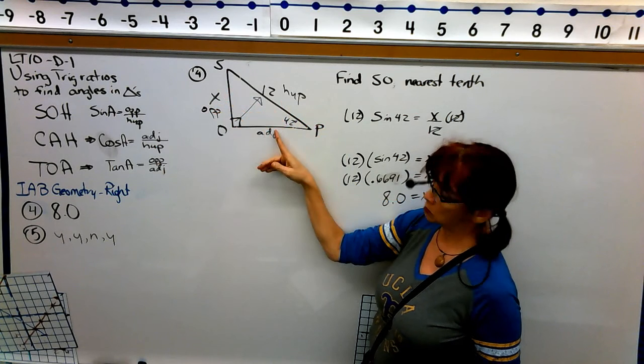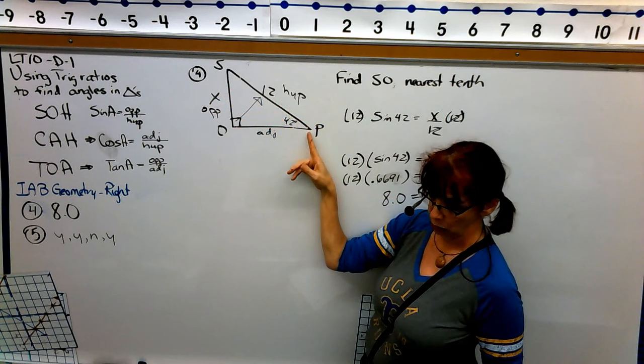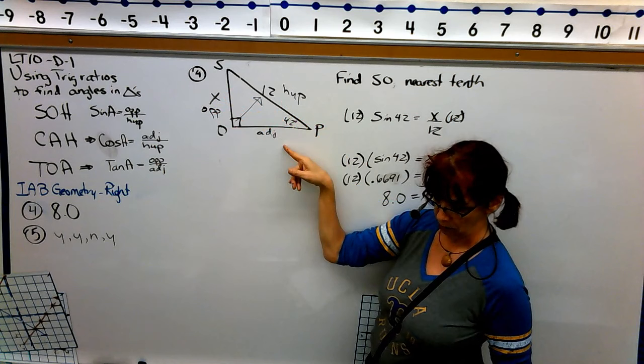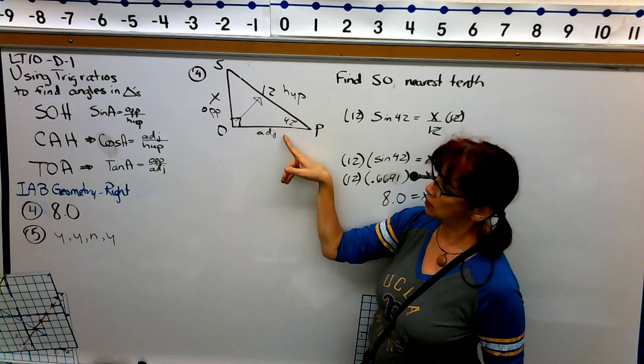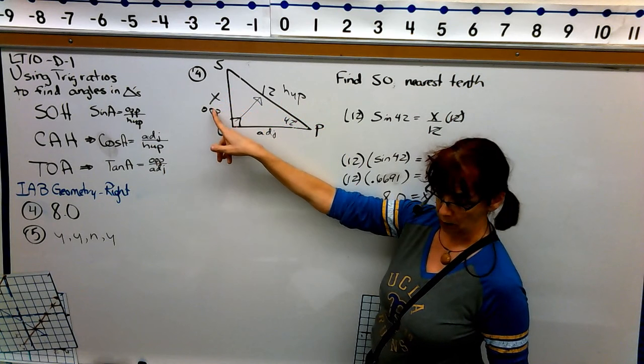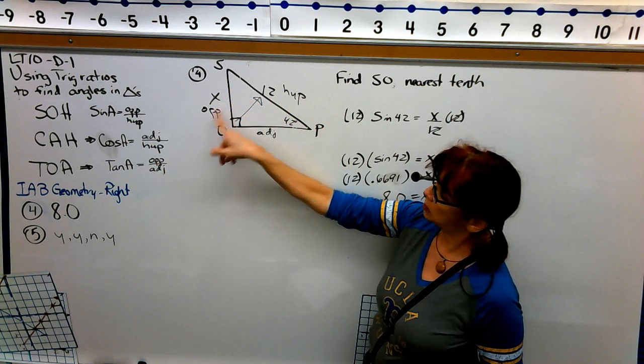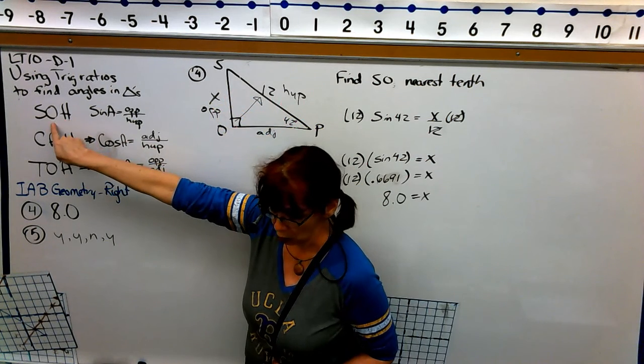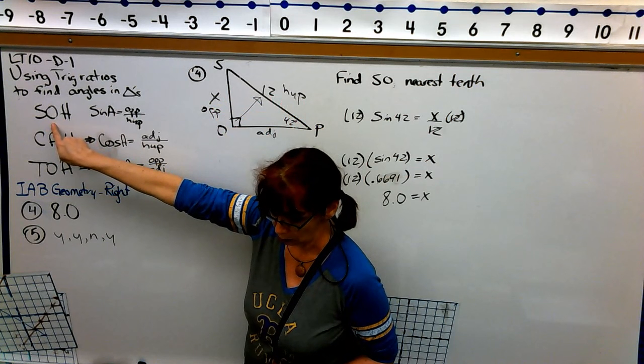So I had opposite and hypotenuse. So it's the SOH of SOHCAHTOA. Opposite over hypotenuse. So my original equation, sine 42, is opposite over hypotenuse.